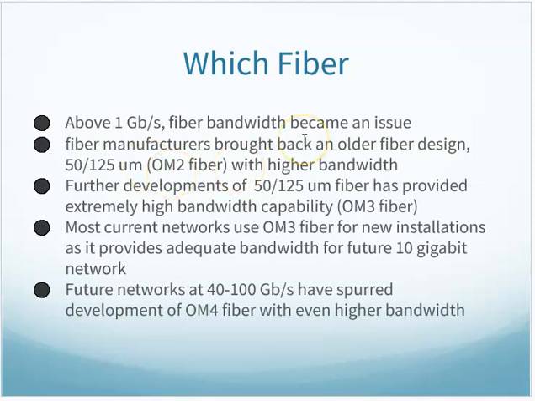So above gig, manufacturers started backing away from the older 62.5 design, so they adopted the OM2 fiber for higher bandwidth. And then further developments with that created the OM3 fiber. So now a lot of your 10 gig connections that are connecting closets will be OM3 fiber. And there is work on OM4 in the 40 to 100 gig range, again with higher bandwidth connections.